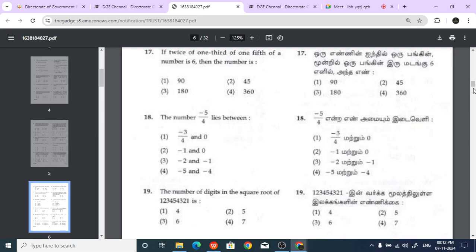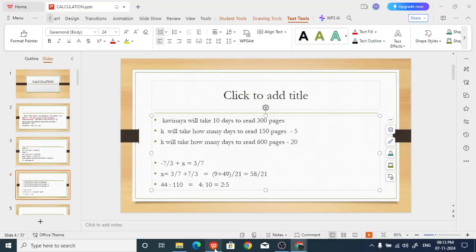If twice of 1/3 of 1/5 of a number is 6, then the number is. See, it is very simple, but it may get confused. I will do it. Let us say the number is x. I don't know the number, I have to find that number, so I'll keep it as x. Twice that number means you have to multiply that by 2. So it becomes 2x.